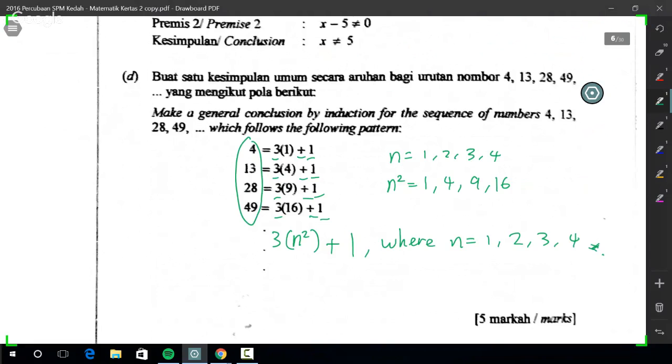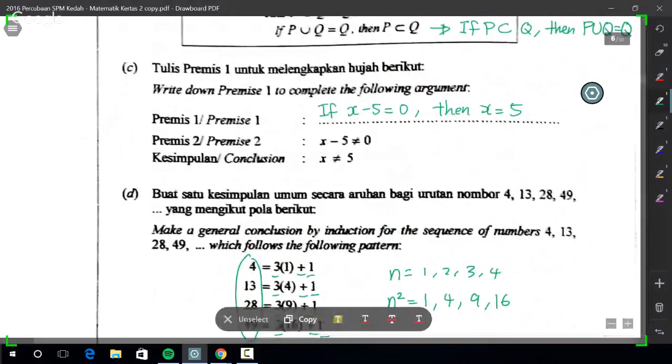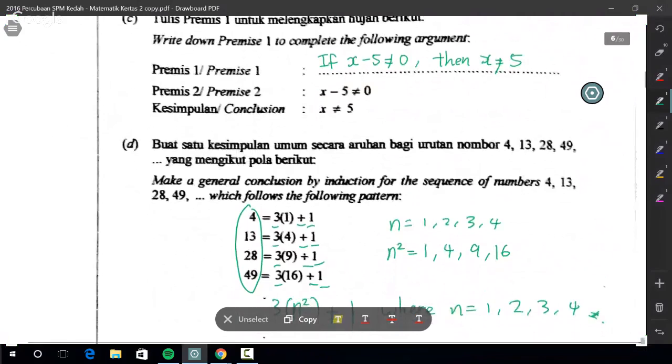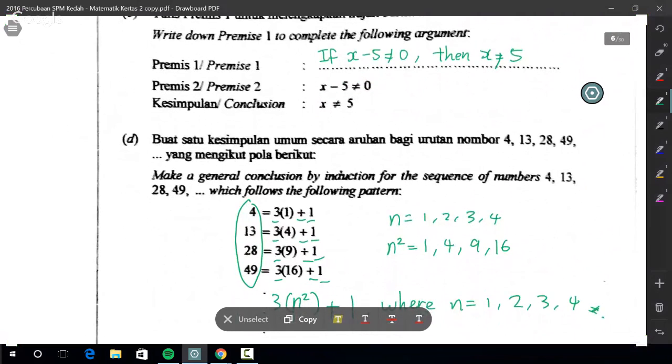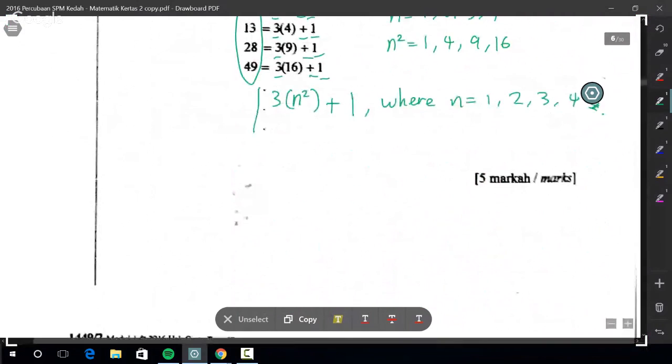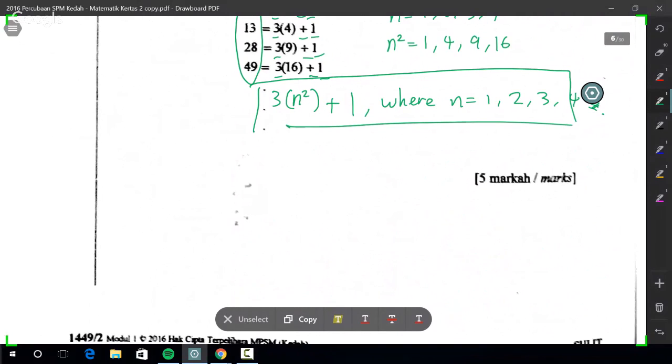So is it wrong if I write not equal for question C? If you write not equal, I think they will give you correct also, because it makes sense, because mathematical reasoning is something like you have to do something that makes sense. Okay, so let me just continue. This one is the answer for D. All right, it's 3 n squared plus 1, where n equals to 1, 2, 3, 4, 5.